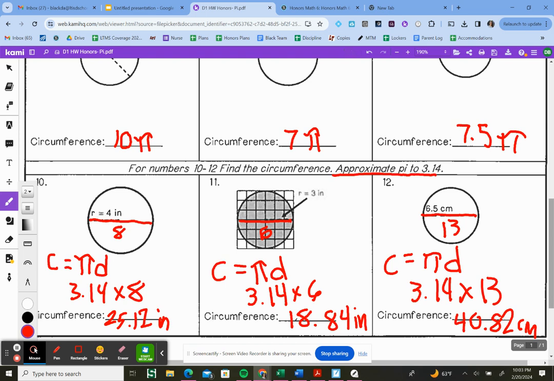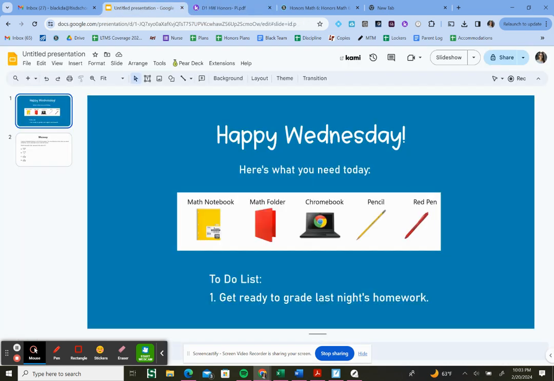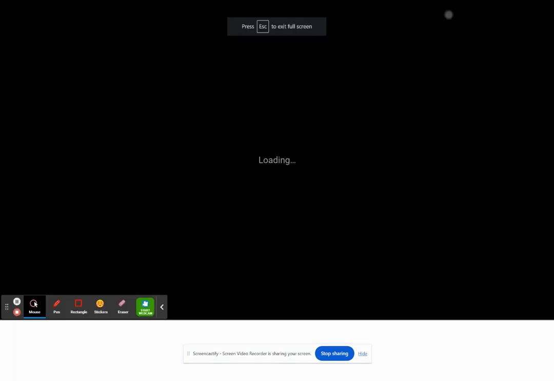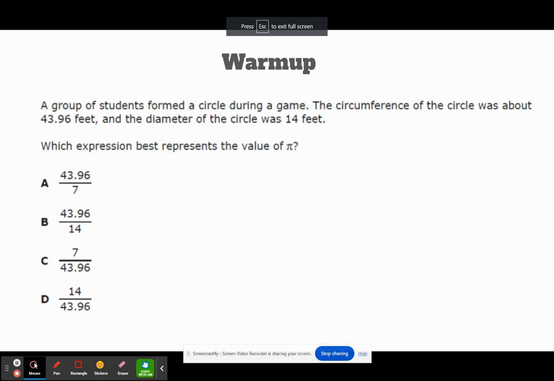Next, we are going to move on to the warm-up. So flip to one of the warm-up pages in your notebook. And this is a 7th grade STAR question. See if you can figure it out. A group of students formed a circle during a game. The circumference of the circle was about 43.96 feet, and the diameter of the circle was 14 feet. Which expression best represents the value of pi? You guys can pause this video for a minute or two until you have figured it out.